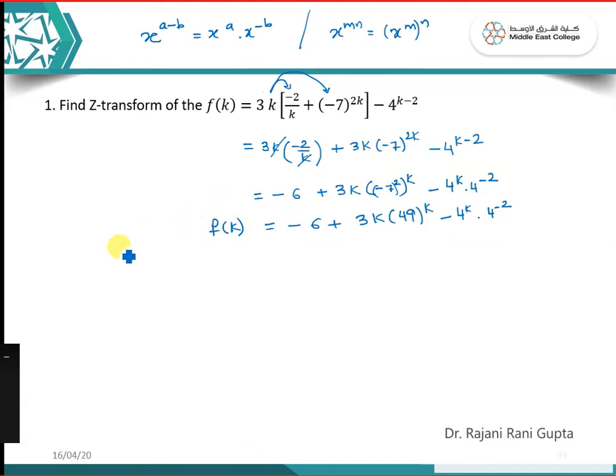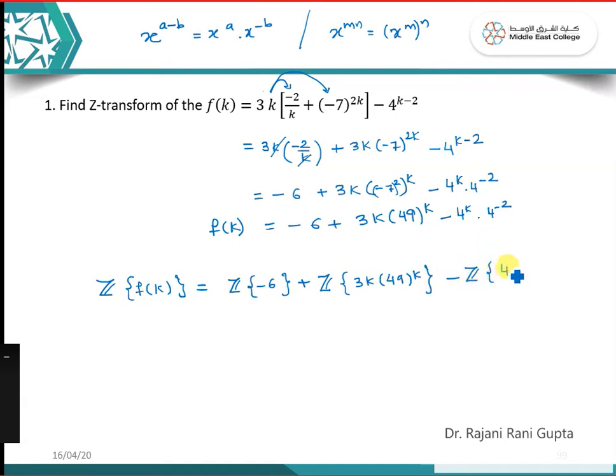So now apply the z transform to this function f of k. Using the linearity property, it is the same as finding the z transform of minus 6 plus the z transform of 3k times 49 to the power k minus the z transform of 4 to the power k, with 4 to the power minus 2 later.